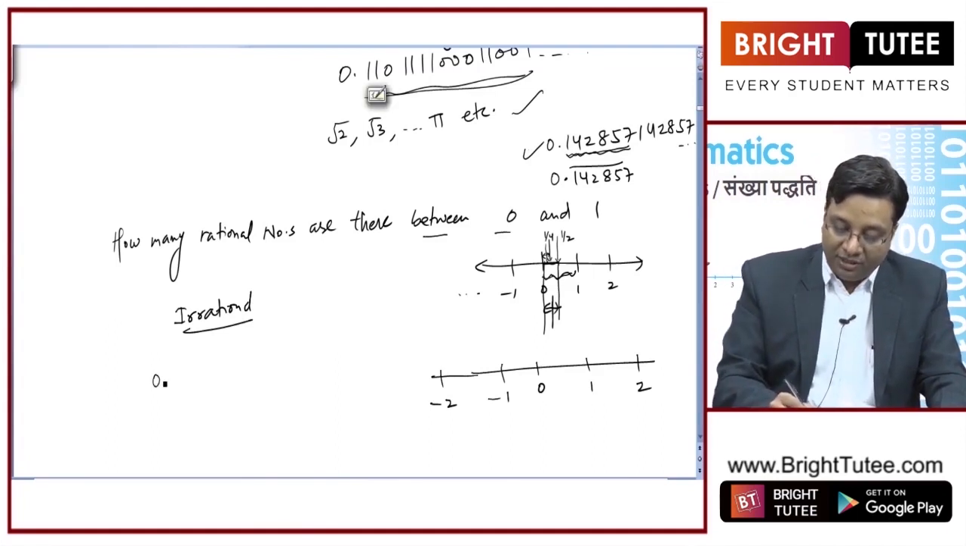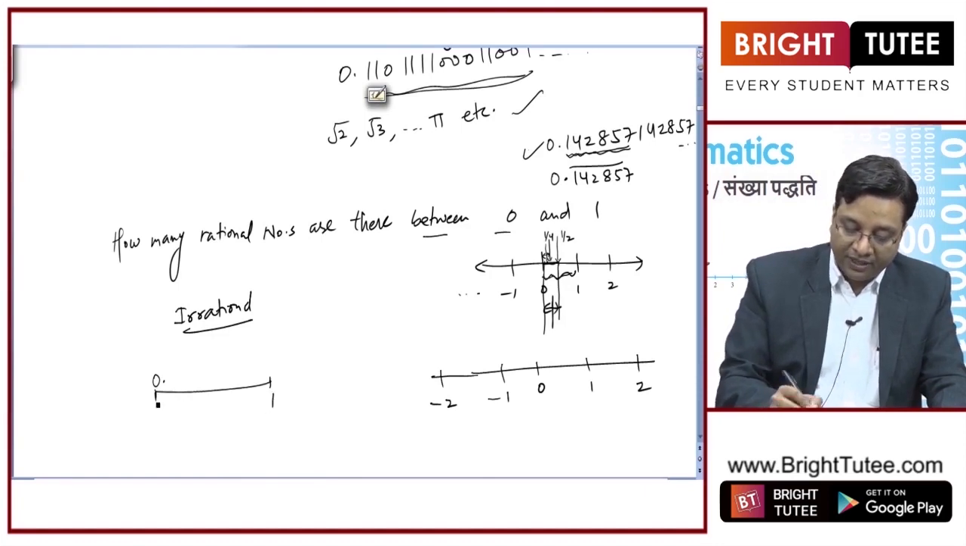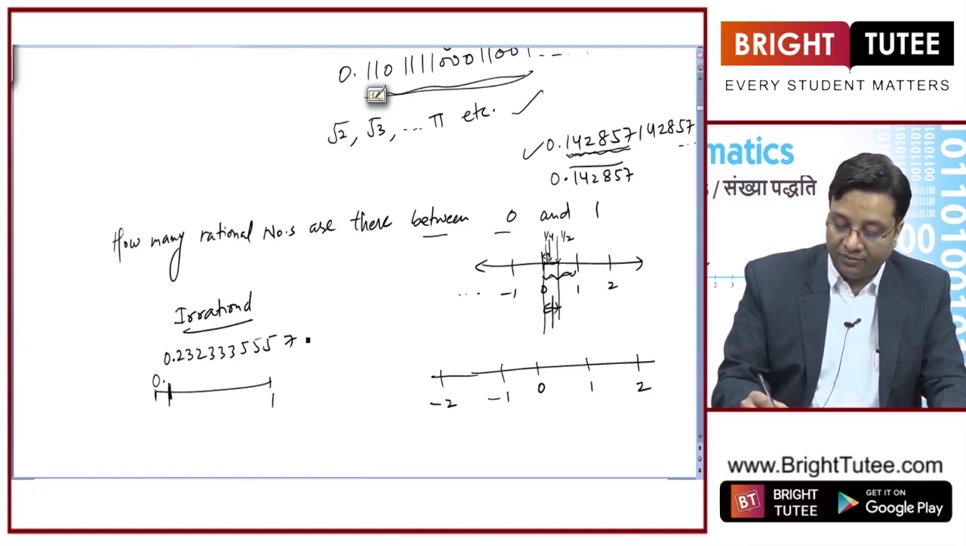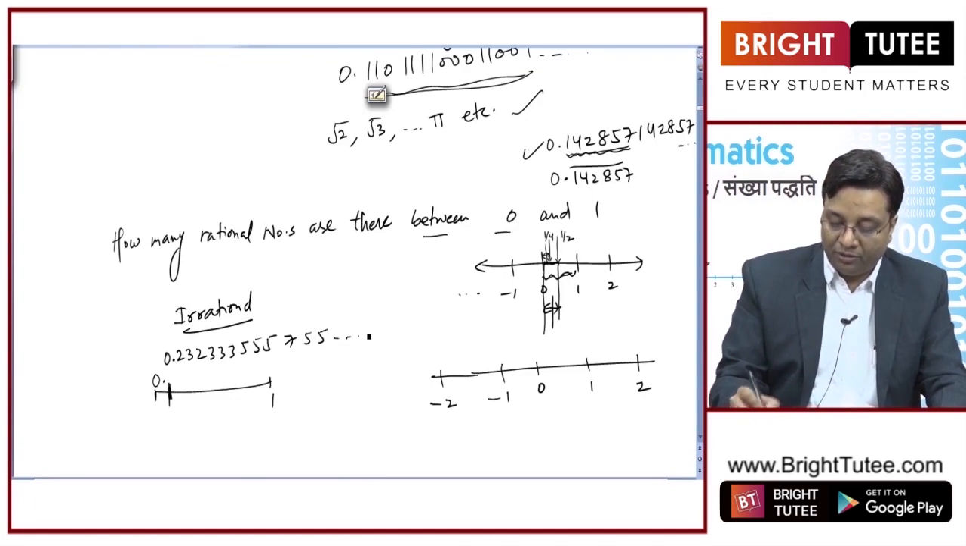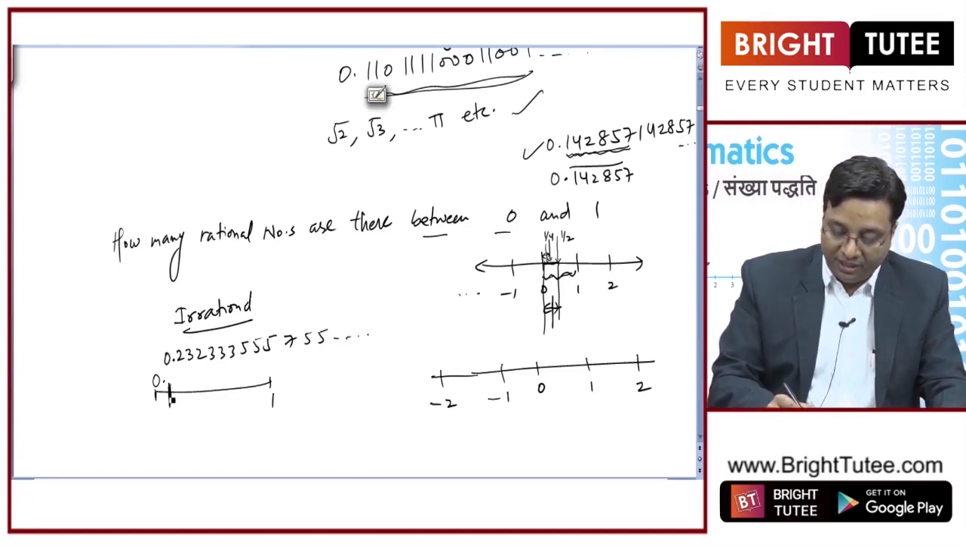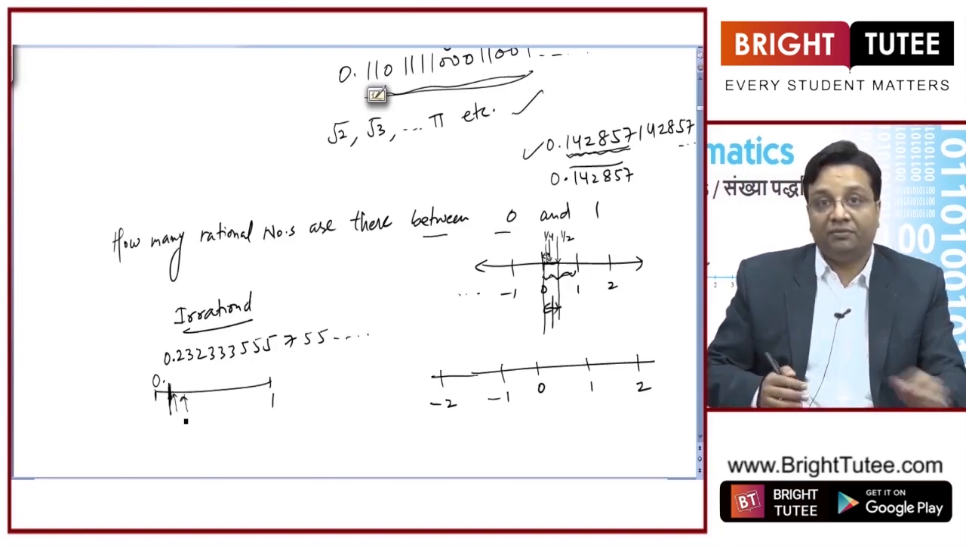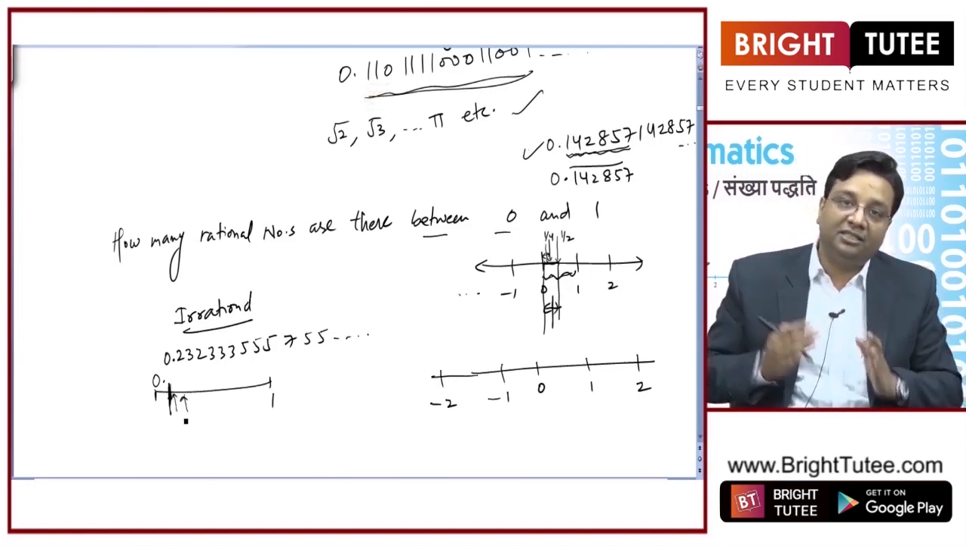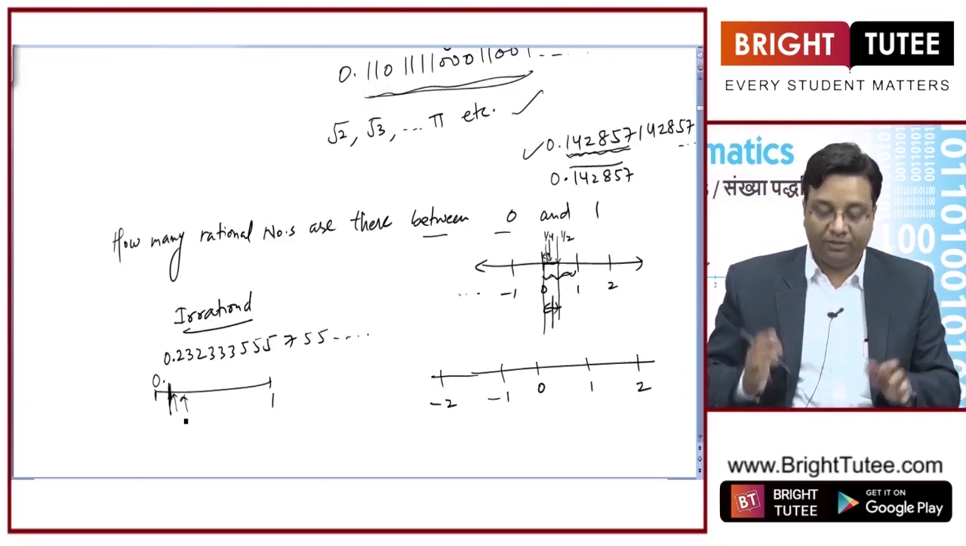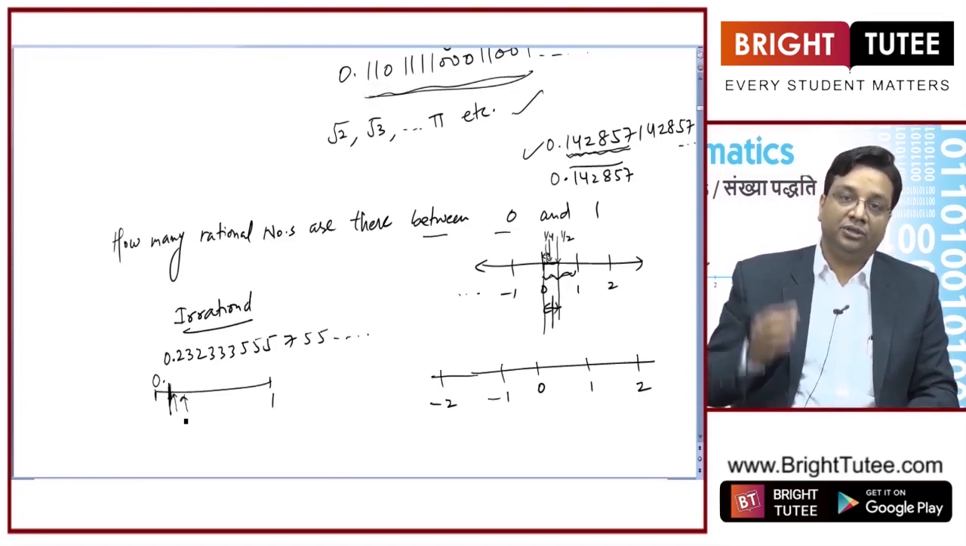Between 0 and 1, let us say this is 0 and this is 1, you may have a number here which is 0.2323355557555, and keep on going without any pattern. So there may be an irrational number here, there may be an irrational number after this. So there will be an infinite number of irrational numbers also between 0 and 1. Okay, so you get this point.